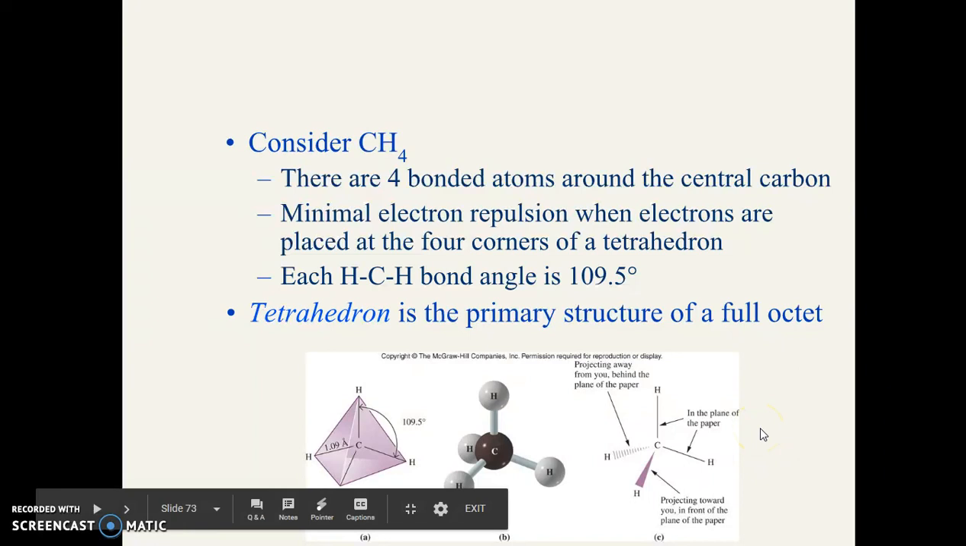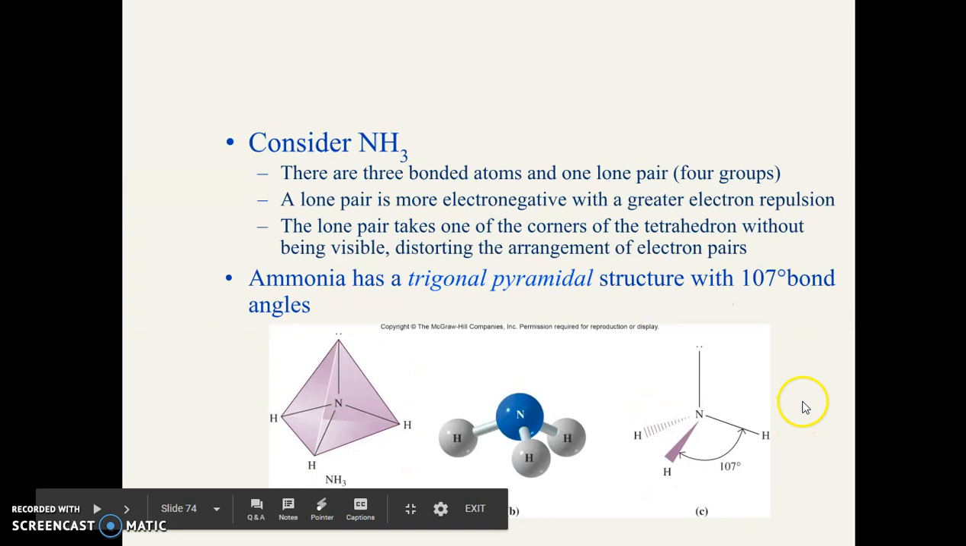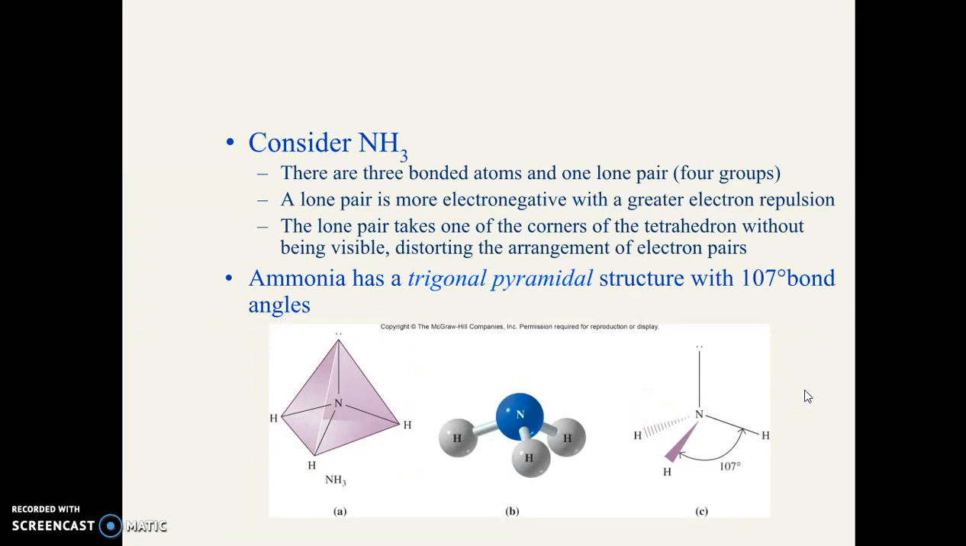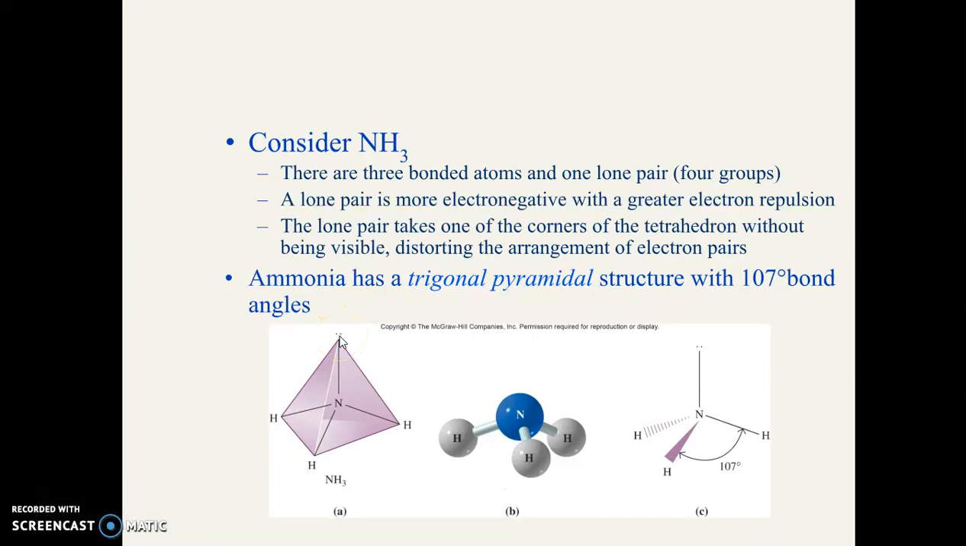So these next examples really are modified tetrahedrons. Let's look at ammonia, NH3. In this case, there are 3 bonded atoms, and there ends up being a lone pair of electrons. So you can see them up here, this lone pair of electrons. You would have this unbonded pair of valence electrons at the top. You can see them right here.